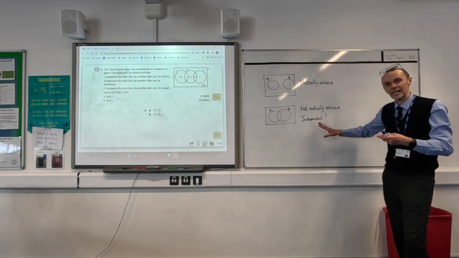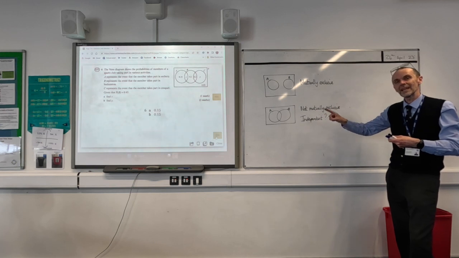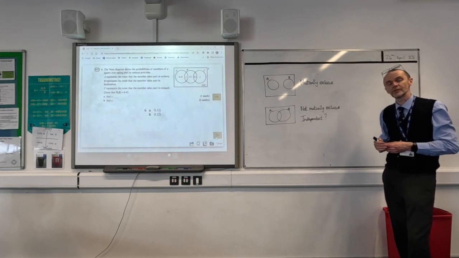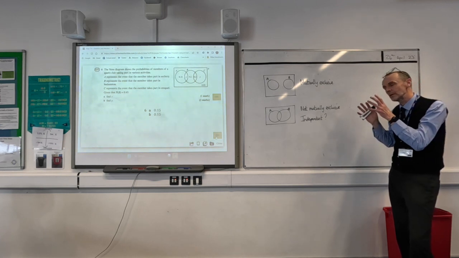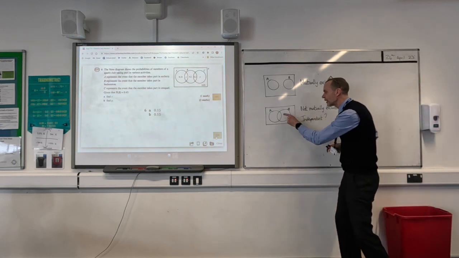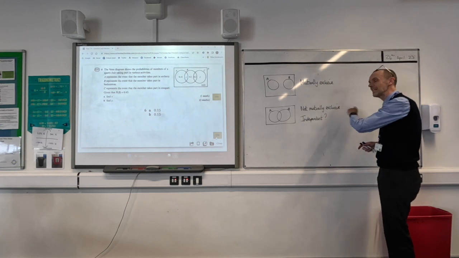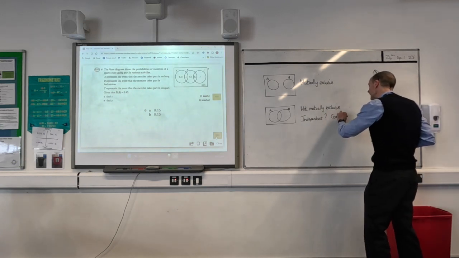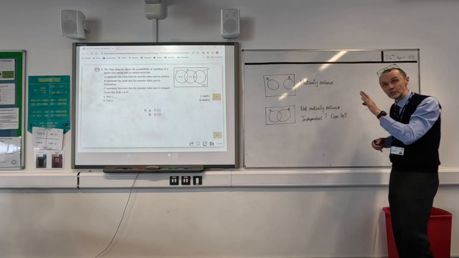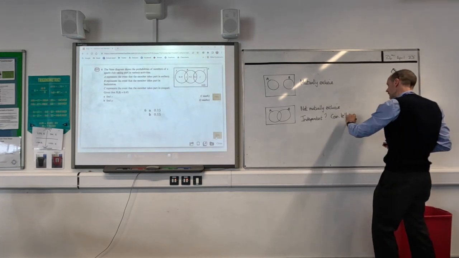You can't tell from a Venn diagram if events are independent or not. Sorry, well, there is a way, we're going to look at it, but you can't tell by just looking. The fact there's an overlap means those two events can happen at the same time, but we can't tell if they're independent by just looking.